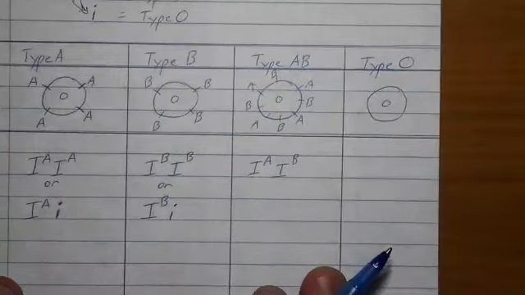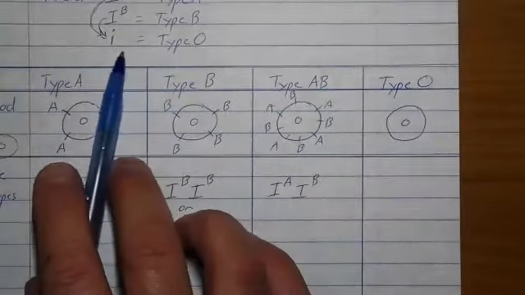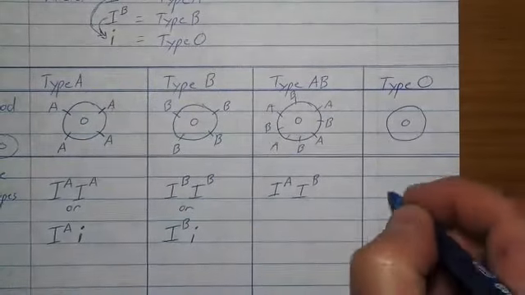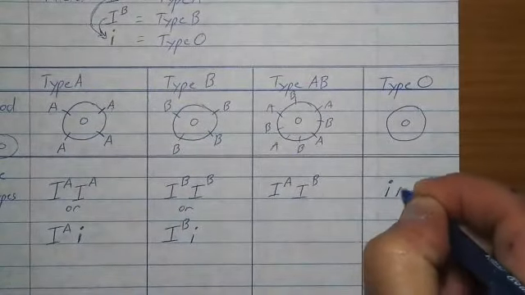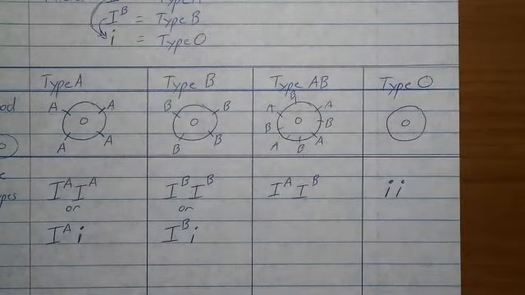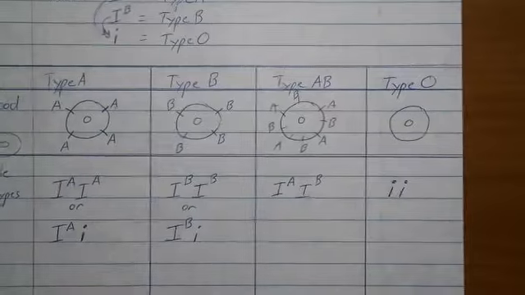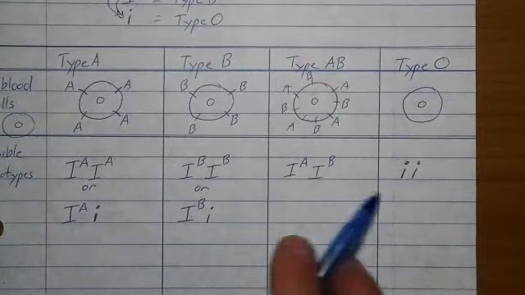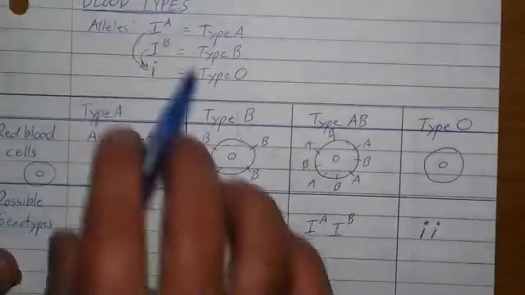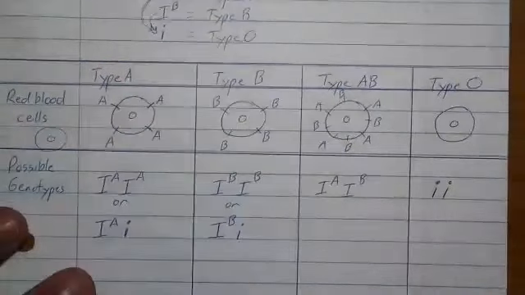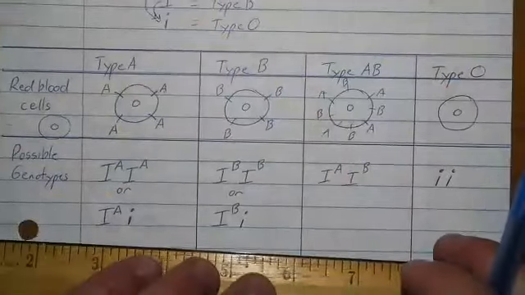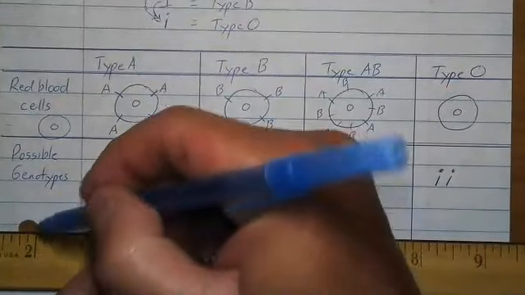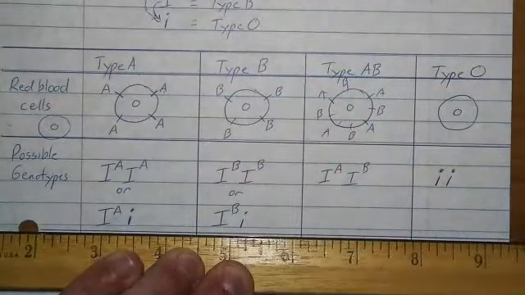So what is type O? Well, the only way you're going to get type O, like we said up here, it's a lowercase i, is you have to have both of them lowercase i's. That's the only way it works. Okay. Now, I know it looks funny because you got I's with an A and I's with a B and a lowercase i. Just, again, that's why we write the letters first, just to keep things straight. Okay, so those are your genotypes. Those are your possibilities for those types of blood.